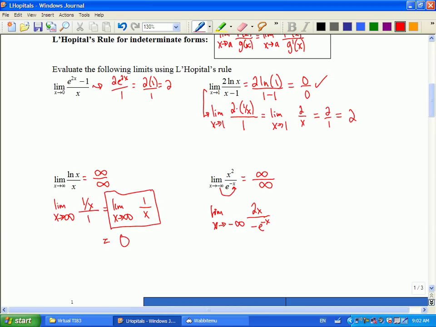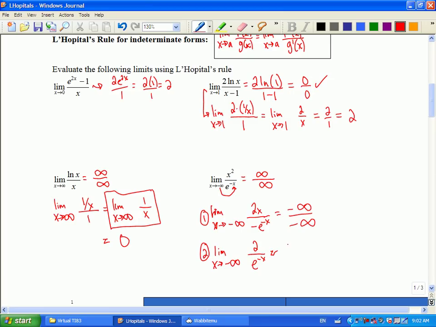Okay, so we try it again, and what happens? Let's see. That's going to become negative infinity and negative infinity. So I still have an indeterminate form. That means I can use L'Hopital's rule again. So here's my first L'Hopital's rule. Let's go again. Limit as x goes to negative infinity is going to be 2 over e to the negative x.